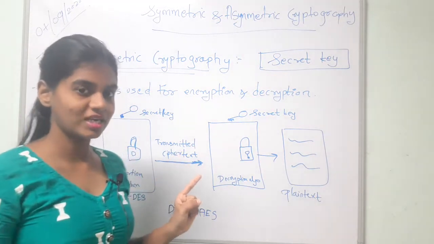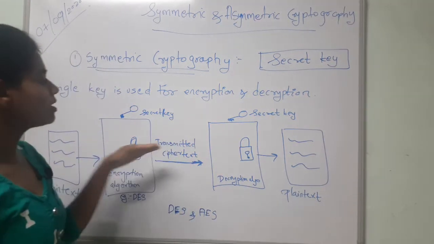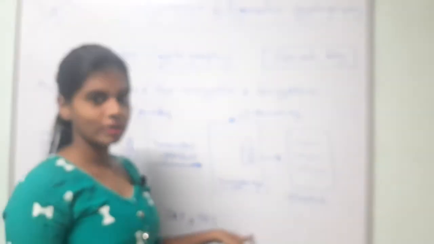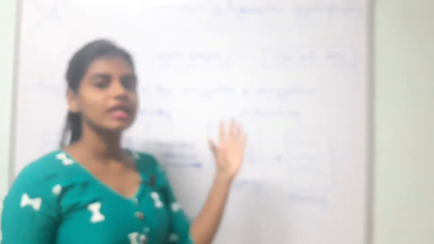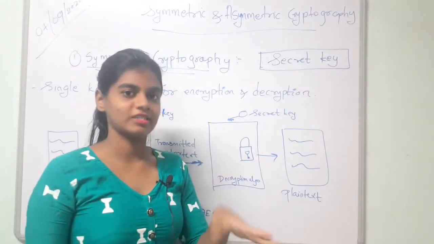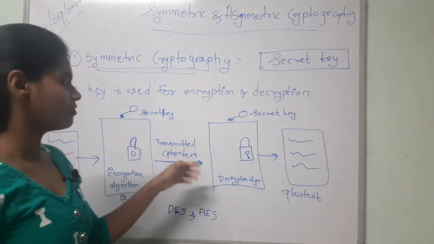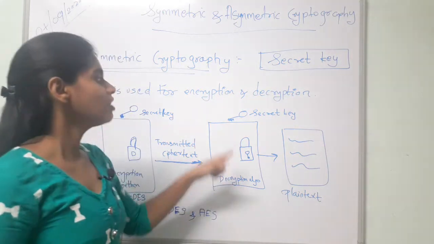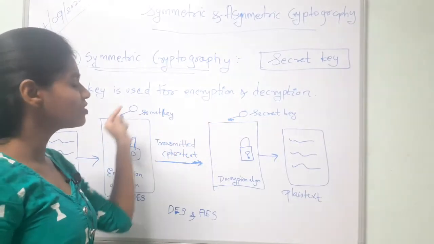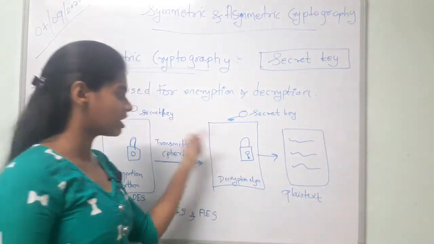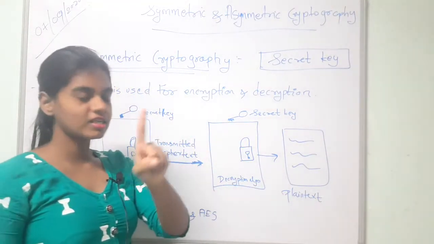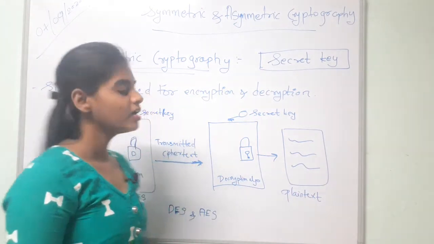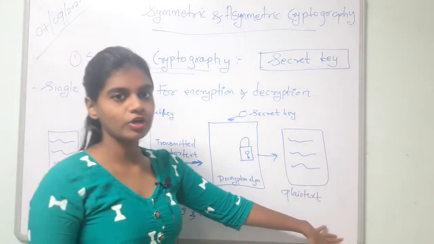Only the authentic person will know that key. The ciphertext is then transmitted through an internet transmission medium and goes to the decryption algorithm. The plain text gets converted into ciphertext, is transmitted, and then goes to the decryption algorithm, which reverses the encryption with the secret key, the same single key. After that it goes back to the plain text, the original message.